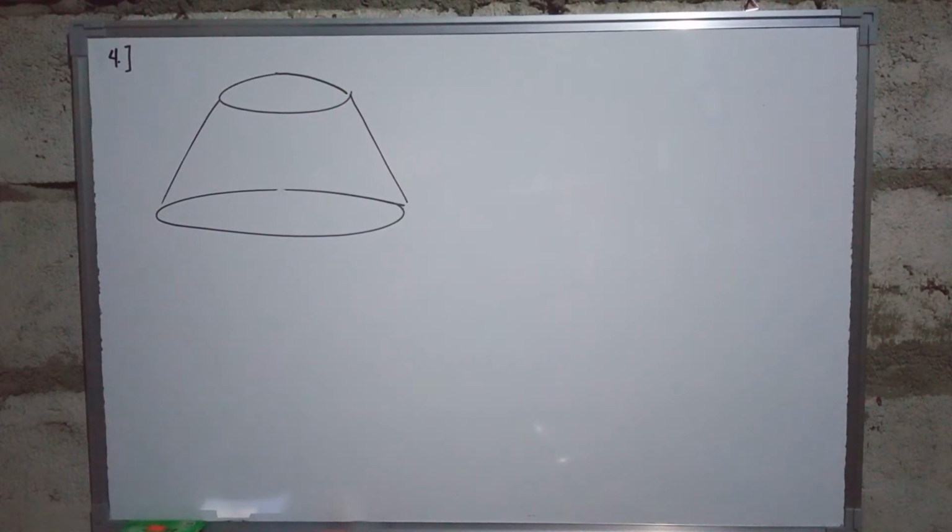A lampshade is in the form of a frustum of a cone with a slant height of 7 inches, radii of bases 3 inches and 7 inches respectively. How much material is used in its construction if 1/4 inches is allowed for the seam?